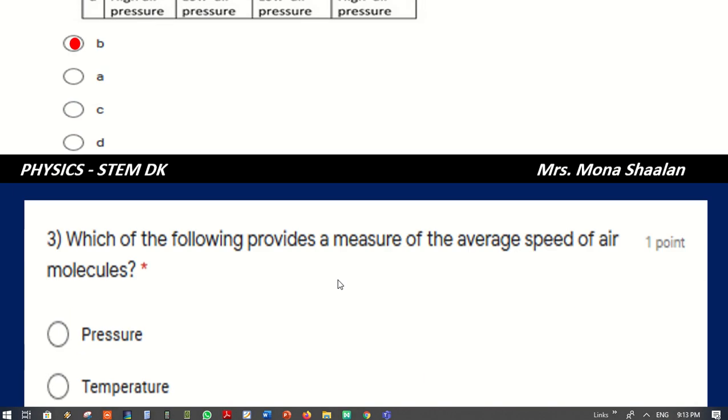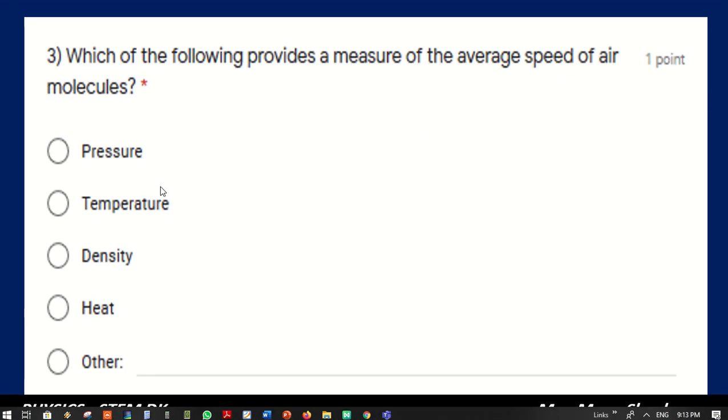Question number 3. Which of the following provides a measure of the average speed of air molecules? We have discussed this in the first question. It will be the temperature. This is the definition of temperature.